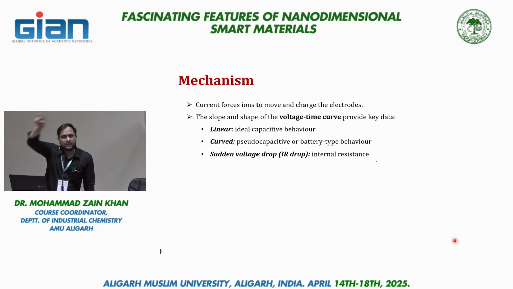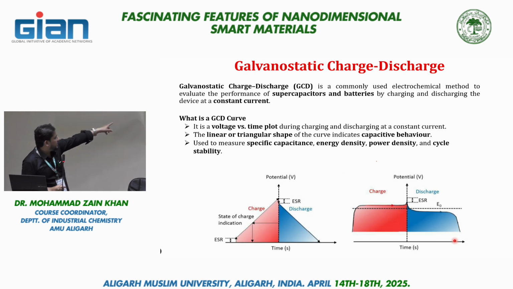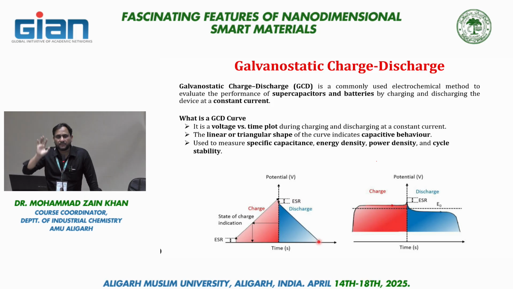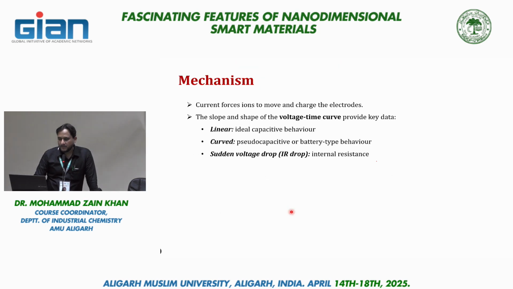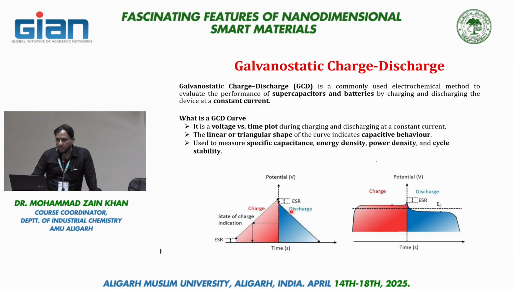So if the curve is linear, this linear curve shows an ideal capacitive behavior. If in case of your sample you got this straight line, it is an ideal supercapacitive behavior of your material. Means the capacitor which you have developed is an EDLC. On the other side, if it is more of a curve, then it is a pseudo capacitive behavior. Then that means your capacitor is not holding the charge electrostatically, but it is holding the charge electrochemically.